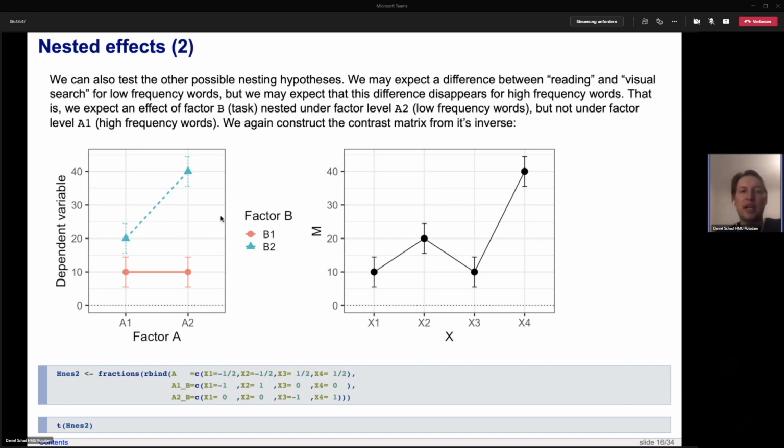And of course, we can do the nesting the other way around. Maybe we are not interested in whether there's a difference between the green and the red line. Maybe we are just interested in whether there's a difference between red and green on the left. So this would be the difference between reading and visual search, search for a target word, when there's an easy word. And we could be interested in the difference between these 2 points on the right side. So maybe the difference between tasks, reading versus search, when there's a difficult word. So this is just the other way around.